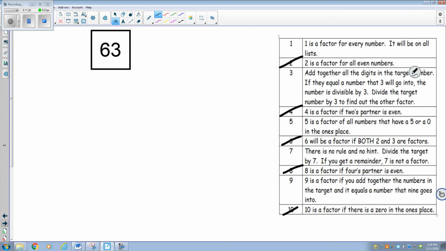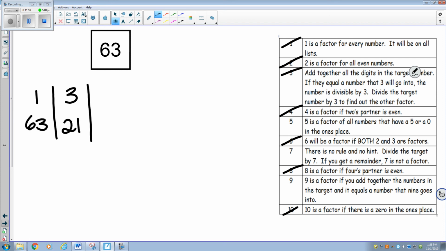All right, so 1 and 63, we always start off with the number 1 and the target number. There's one combination that will give us 63. Now, so we tried 1, let's consider 3. This is where we have to add together the digits in the target. So we have 6 plus 3 equals 9, and 9 is a multiple of 3, which means that 3 is going to be on our list. And if we divide 63 by 3, we get 21, which means that 3 times 21 equals 63. So we get our 3.